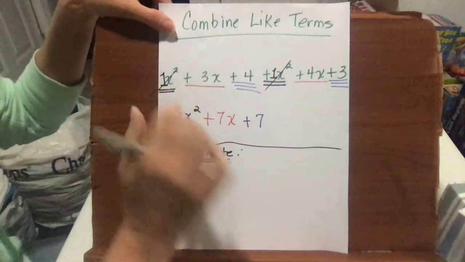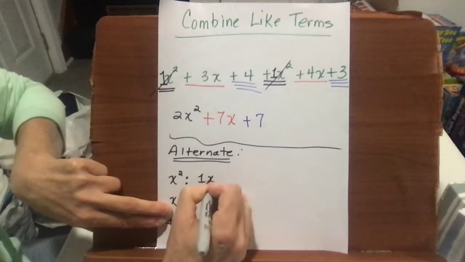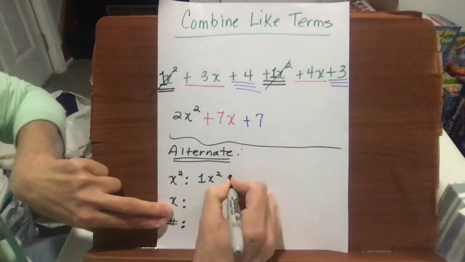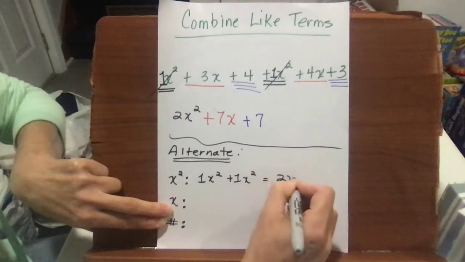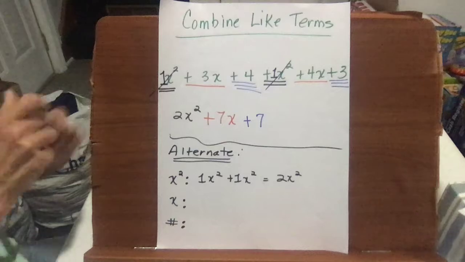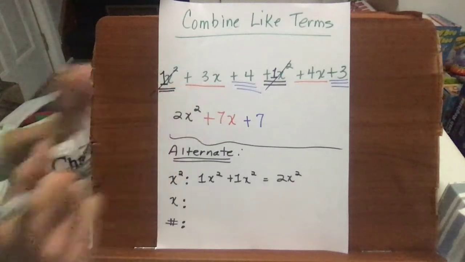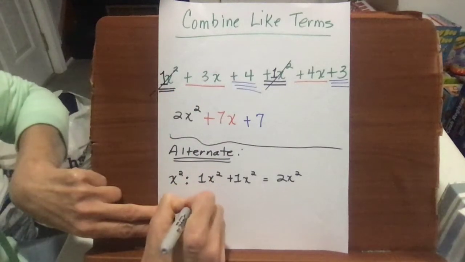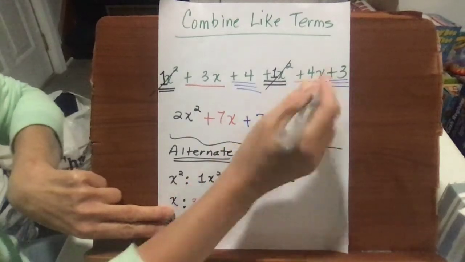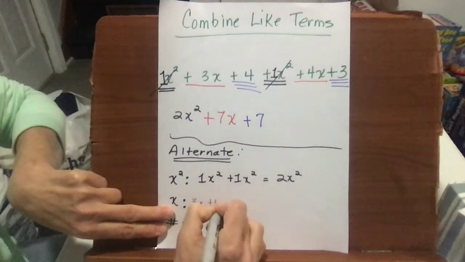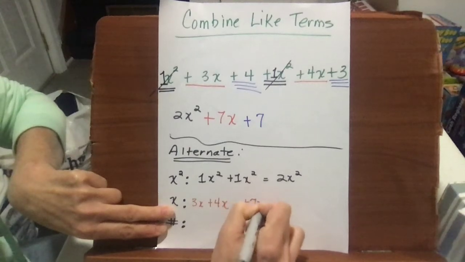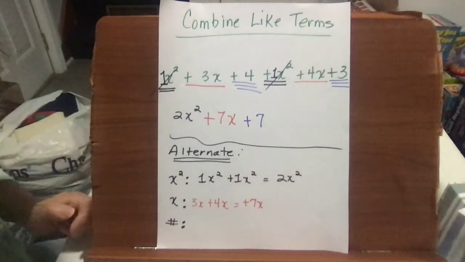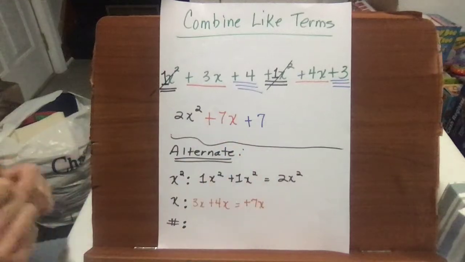So when I look at my x squares, I have a 1x squared. And then I plus a 1x squared. And so that's going to give me 2x squared. When I look at my x's, I had a positive 3x, so that's just 3x. And I had a plus 4x, which gives me a positive 7x. And I want that positive in front of the 7x so that I can put it into an expression.